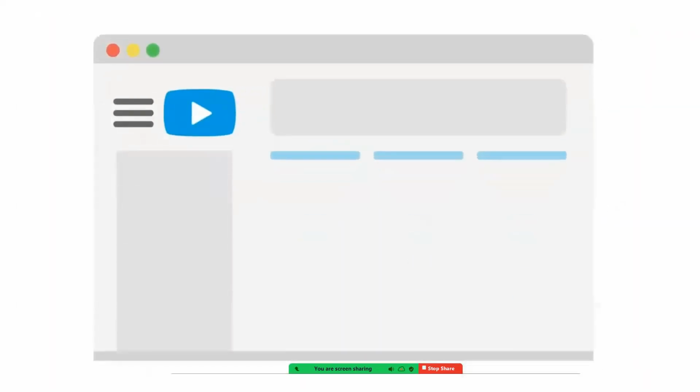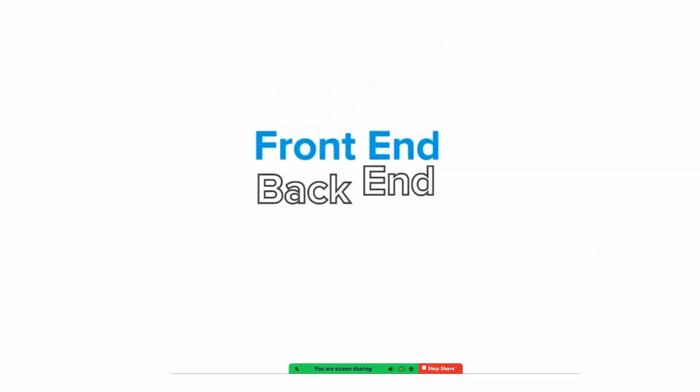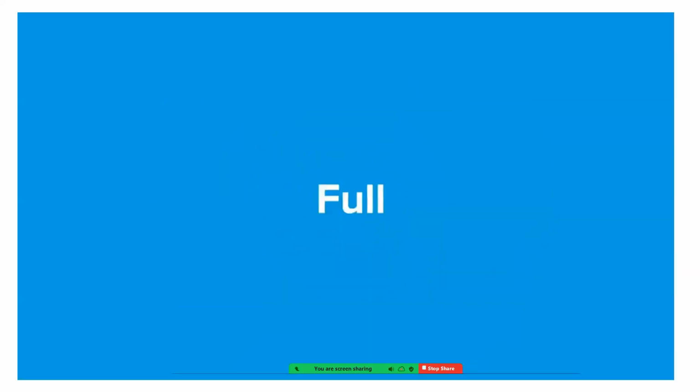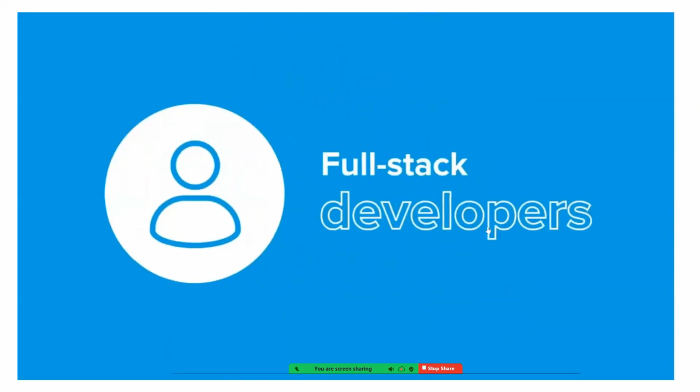The front end now looks different, and instead of a login form, you can click on a video and start watching. And there you have it. By combining the front end, back end, and database together, you can create a full stack application. The people who work on all three of these components are known as full stack developers or engineers.